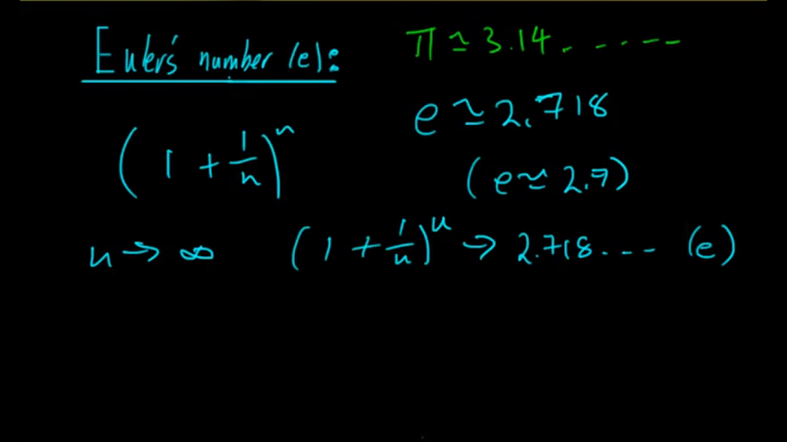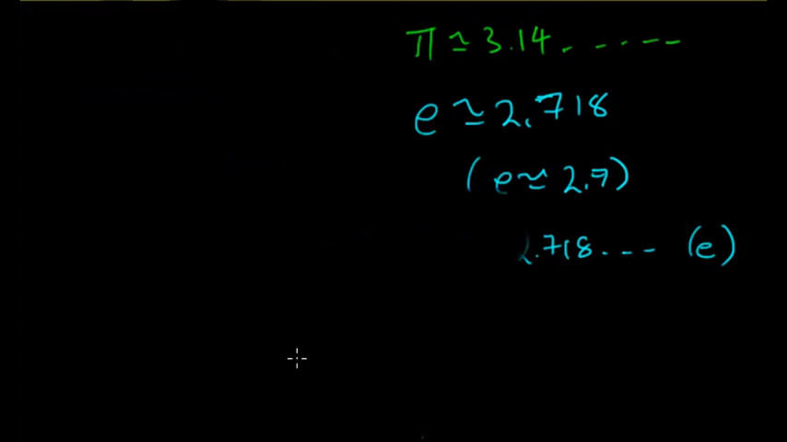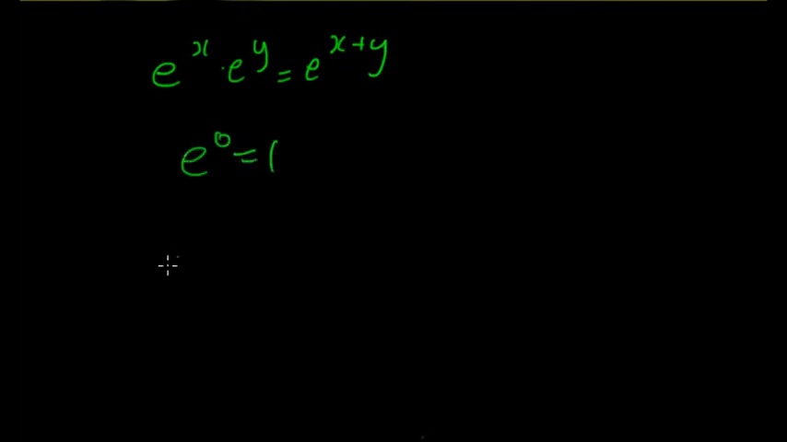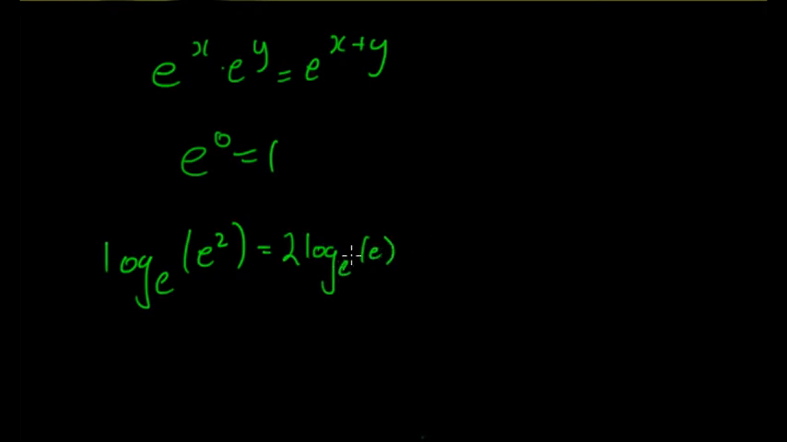How does it affect the log laws and exponential laws, though? When you have e with the log laws and exponential laws, it doesn't change anything at all. So all the laws still apply, as it's still a number. So you have e to the x times e to the y is just equal to e to the x plus y, for example. Or e to the 0 is equal to 1. Log e squared, you can bring the 2 down, you get 2 log e. Because these are the same numbers, log e is equal to 1, so that is just equal to 2.